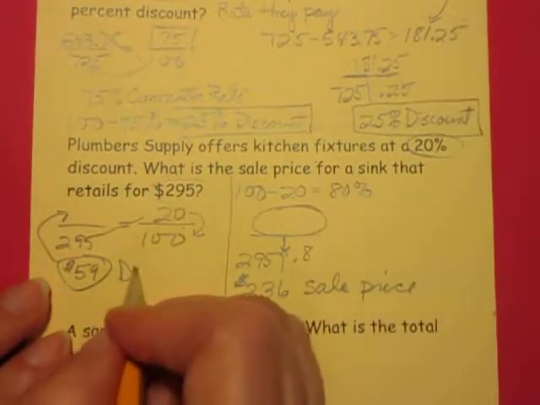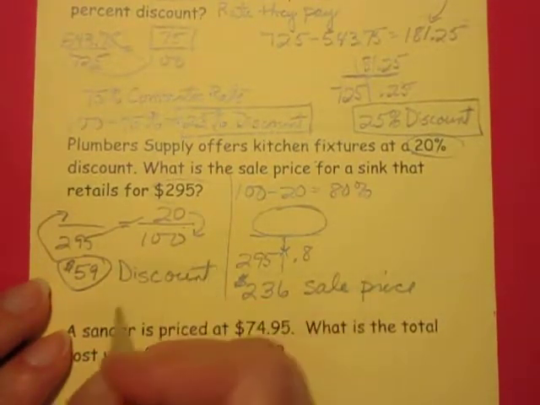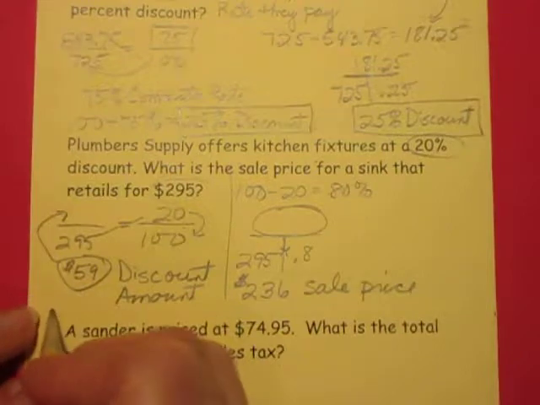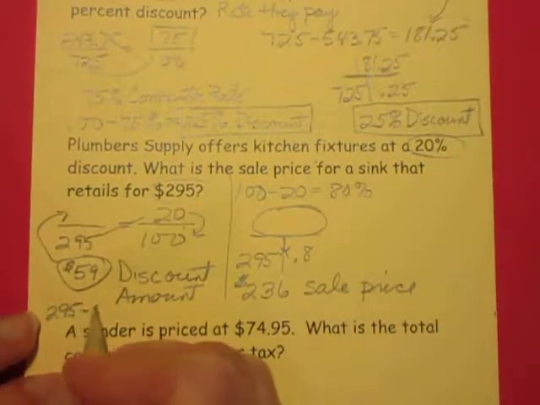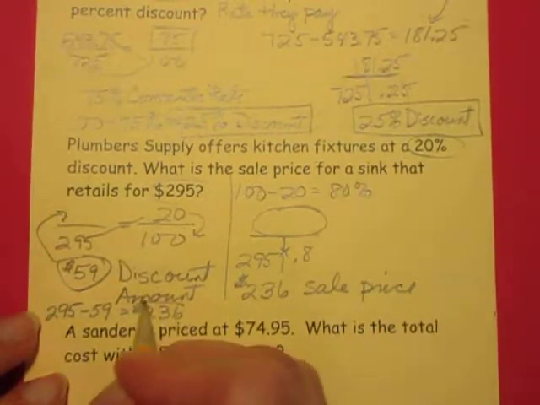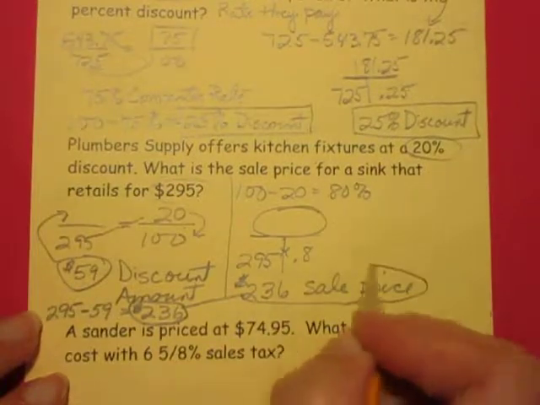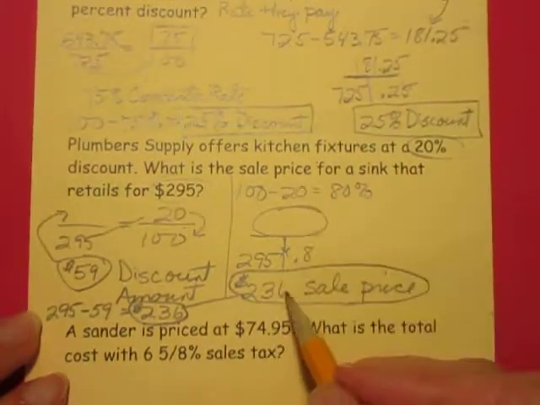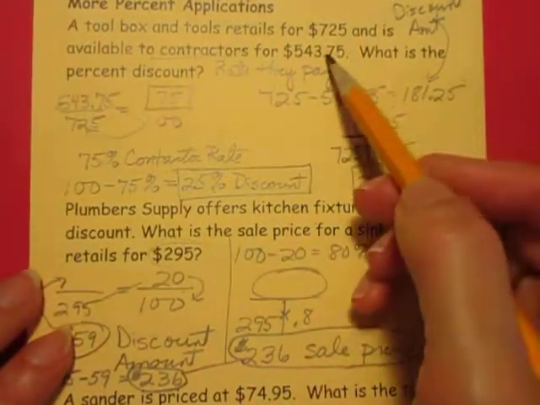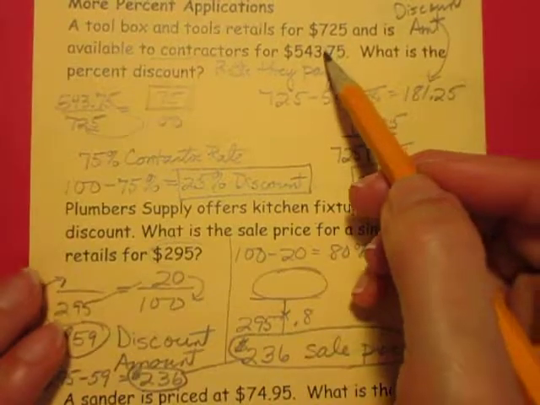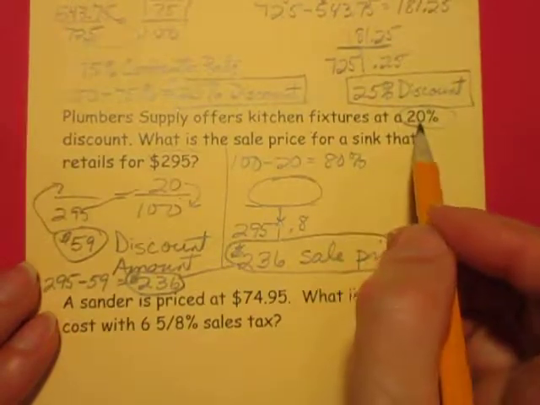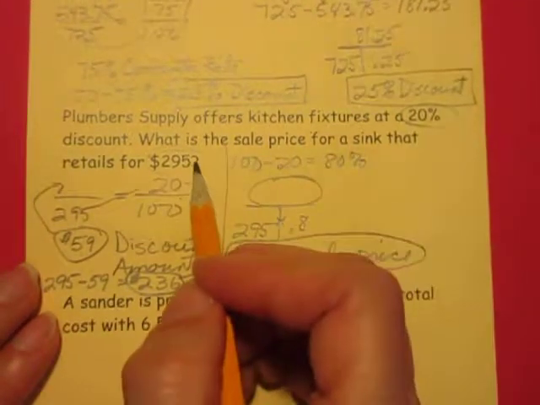This is the discount amount. Now I could have continued in this path. I could have said, well, this is the discount amount. I could have said 295 minus 59 should give me my $236. And that would have been just fine as well. Either route, but again, it was a two-step. So I want you to step back and take a look at it. In this case, they gave us a sale price, but then they asked us about the discount rate. Whereas here, they gave us the discount rate, but then asked us about the sale price.